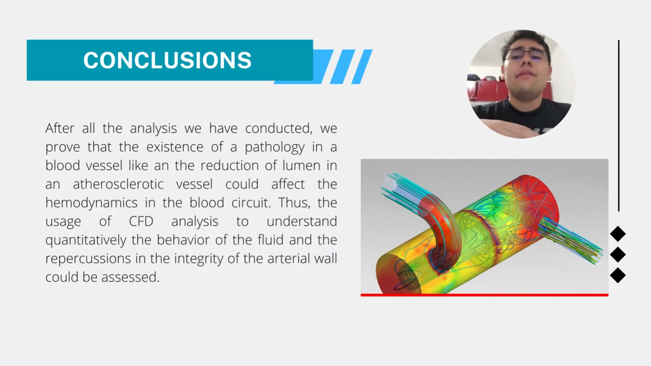After all the analysis we have conducted, we proved that the existence of a pathology in a blood vessel, like a reduction of lumen in an atherosclerotic vessel, could affect the hemodynamics in the blood circuit. Thus, CFD analysis can be used to quantitatively understand the behavior of the fluid and its repercussion on the integrity of the arterial wall. In the next slide, we have the references of this work.